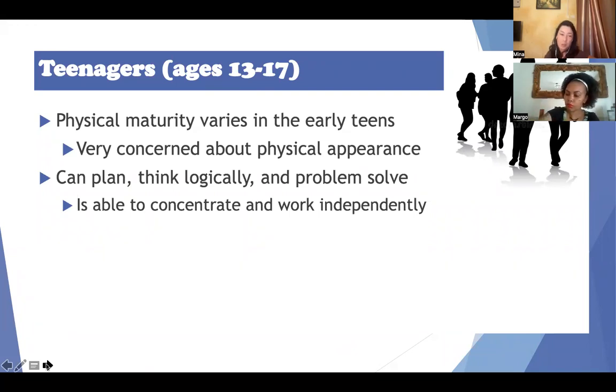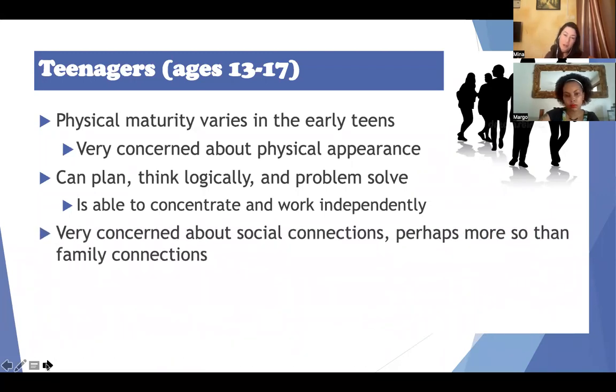Cognitively, they're quite mature. They can plan, they can think logically, they can problem solve. They still might not be making the best choices in terms of planning, and so they may need some direction with that, but they do have the ability to do that. They can concentrate, they can work independently at this age if they are shown how to do it in some cases.